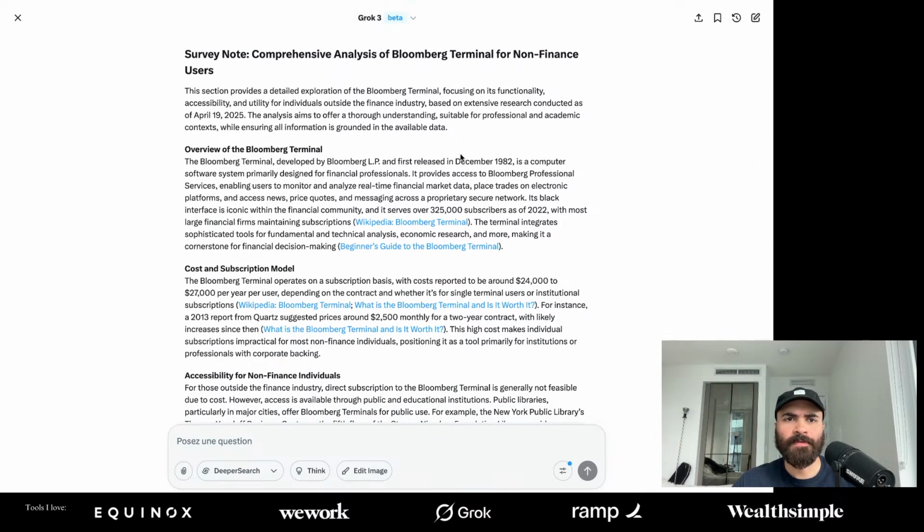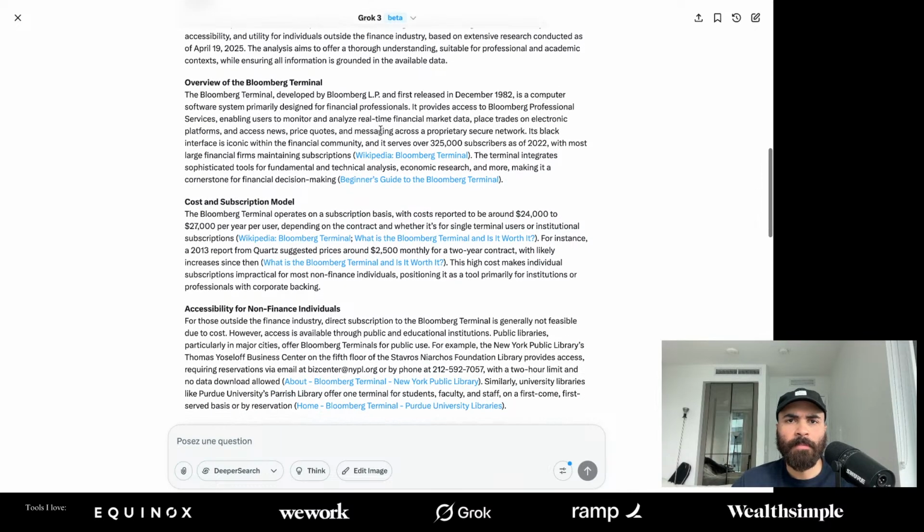Survey note, comprehensive analysis. Focus on its functionality, accessibility, and utility for individuals outside the finance industry. Based on extensive research conducted as of April 2025, the analysis aims to offer a thorough understanding suitable for professional and academic context while ensuring all information is grounded in the available data. Overview of the Bloomberg Terminal. Developed by Bloomberg LP and first released in.